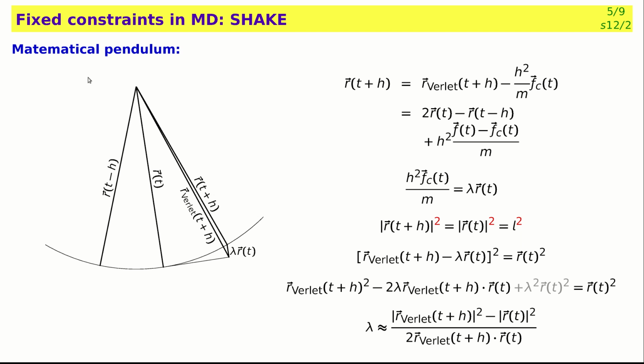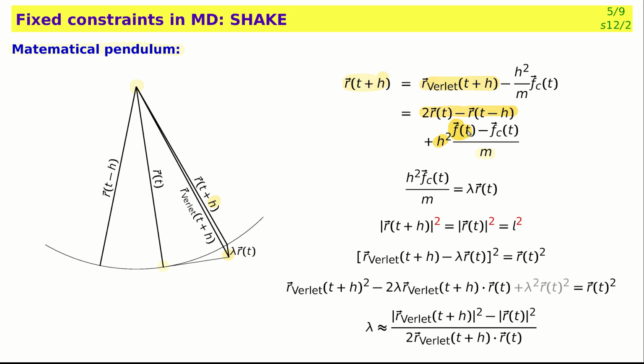The question now is how to implement the equations of motion with constrained bonds. Let's start with something simple, the mathematical pendulum. The mathematical pendulum is a point with certain mass which is suspended from a fixed point, and this thread has a constant length always. Let's start with the Verlet method. The position of this point at time t plus the time step may be given by the Verlet method in such a way, and you know what the Verlet method is. It is given by this part of the formula.